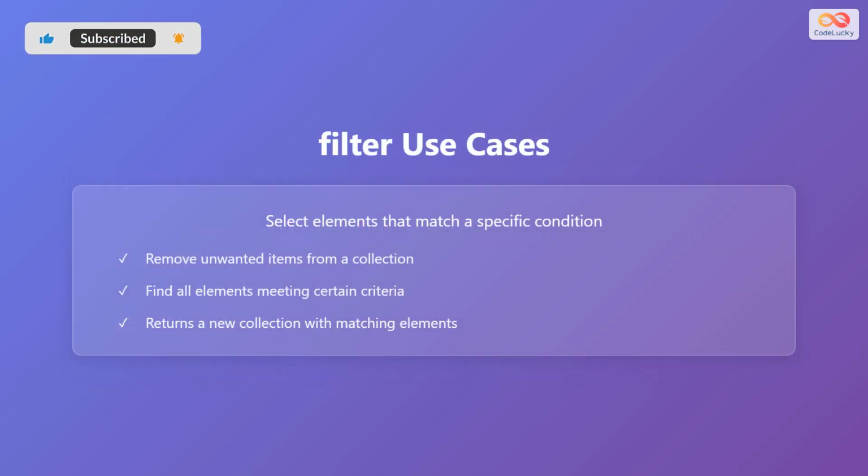When should you use filter? Use it whenever you need to remove unwanted items from a collection. It's perfect for finding all elements that meet certain criteria, like finding all users above a certain age or products within a price range. Remember, filter always returns a new collection containing only the matching elements, leaving your original collection unchanged.